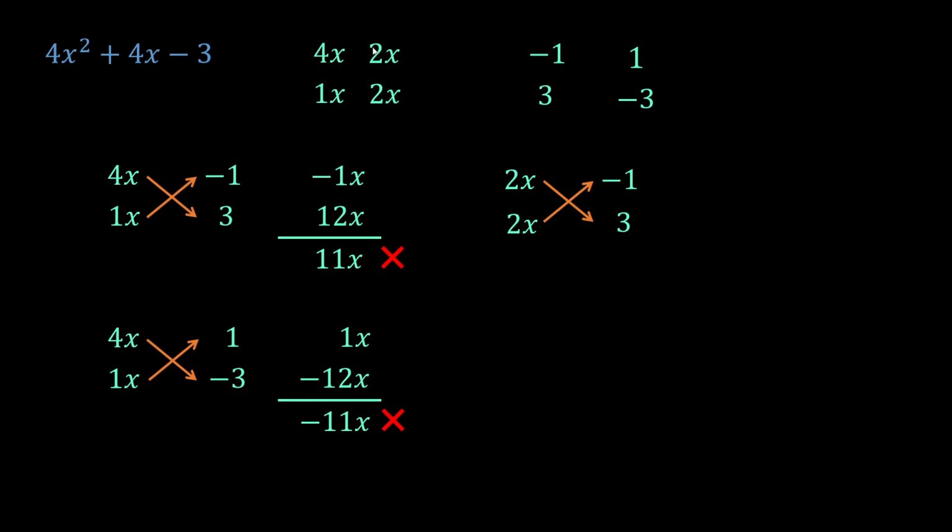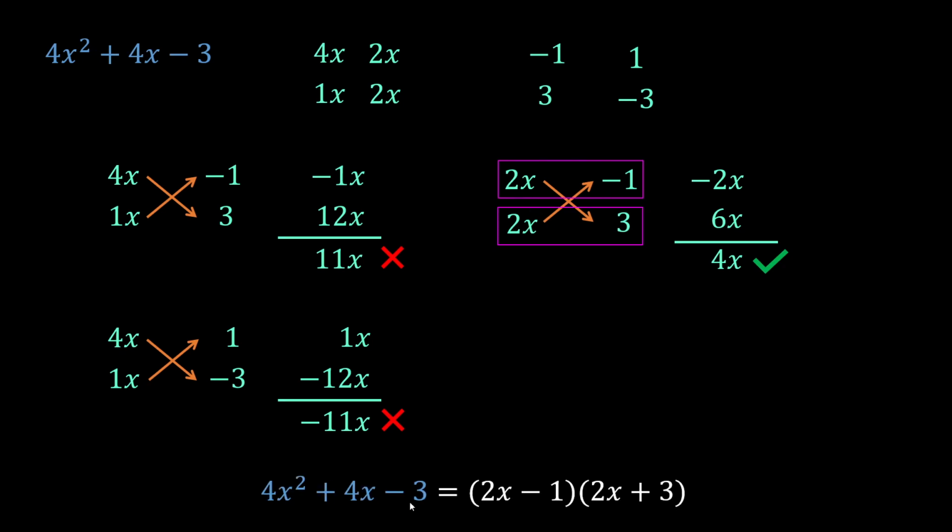Okay, let's try again. This time I'm going to use 2x and -1 and 3. 2x times -1 is -2x. 2x times 3 is 6x. Add them together, we get 4x. 4x is our b value here. So yes, that's exactly what we're after. Now we can just grab our two factors, 2x take 1 and 2x plus 3. This expression factorized is 2x take 1 times 2x plus 3.